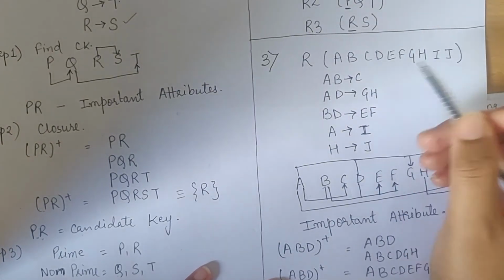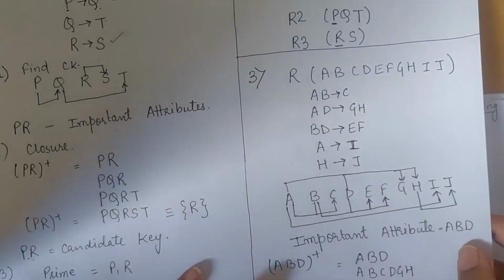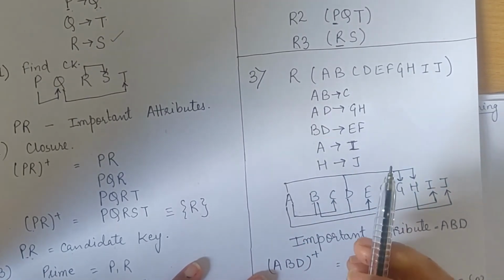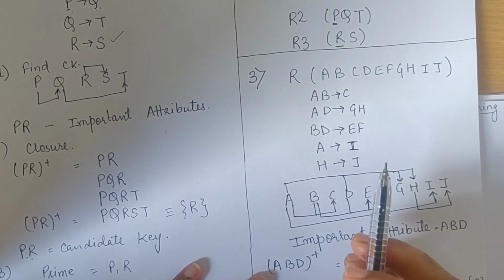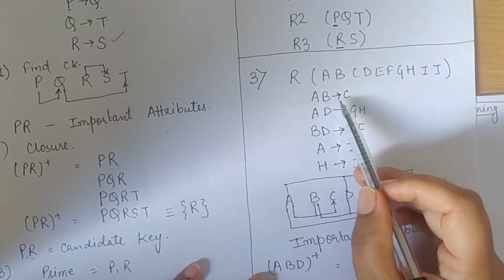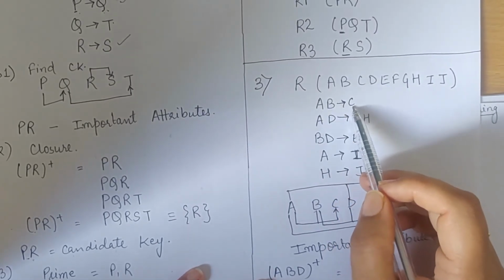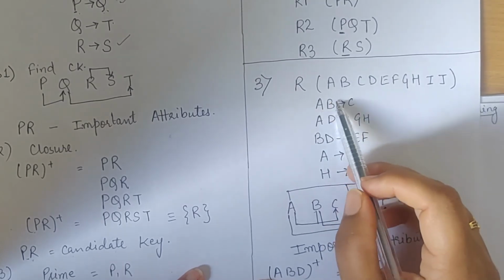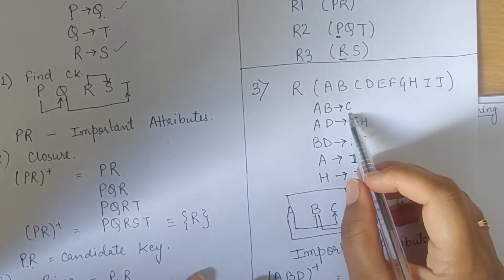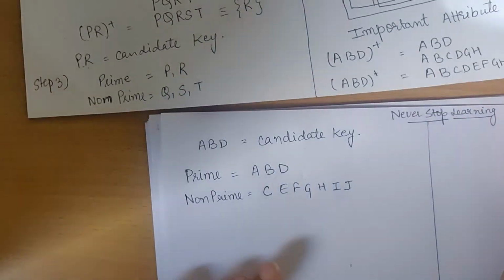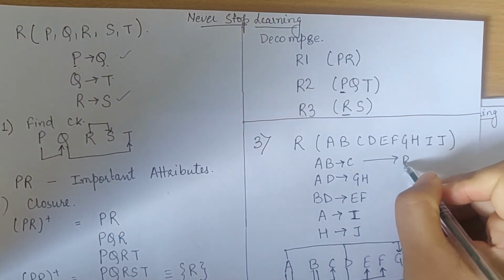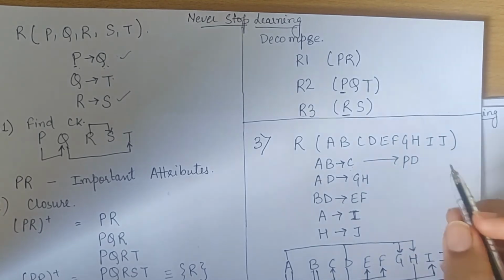Okay. Now, what is the candidate key? ABD is a candidate key. So any proper subset of the candidate key, if it determines a non-prime attribute, will be considered a partial functional dependency. Here AB, which is a proper subset of the candidate key, is determining C. It's not including D. C is a non-prime attribute. So this leads us to partial functional dependency.